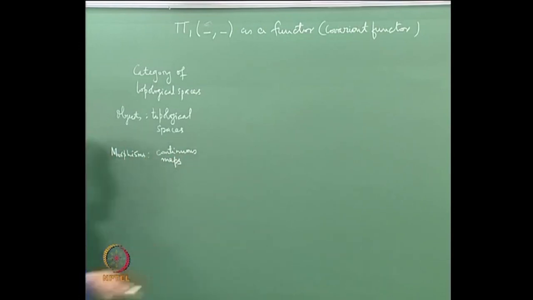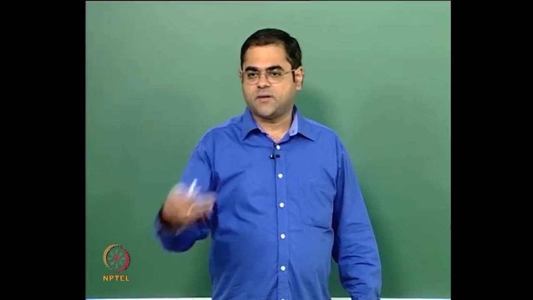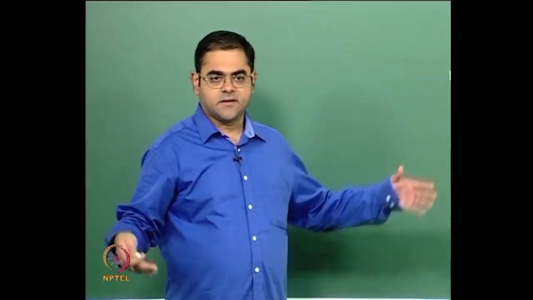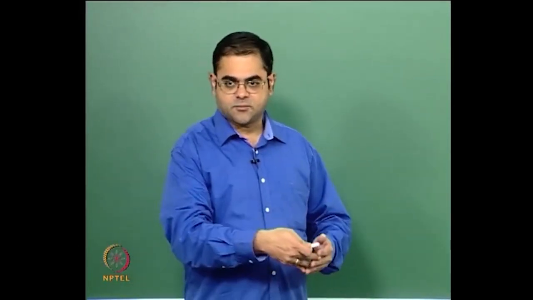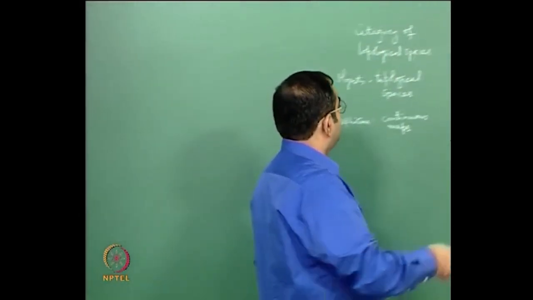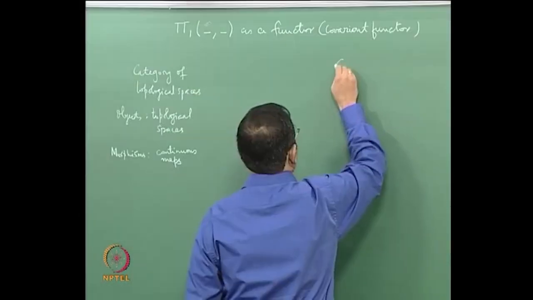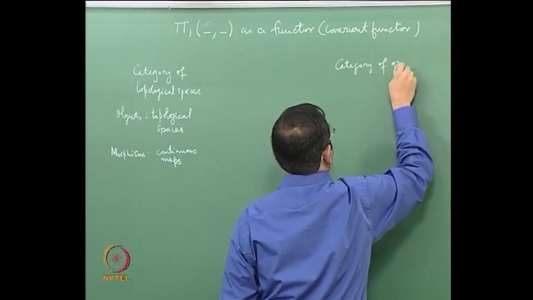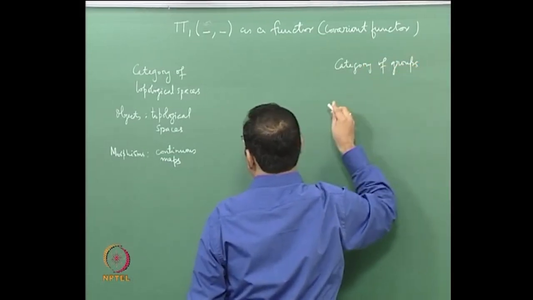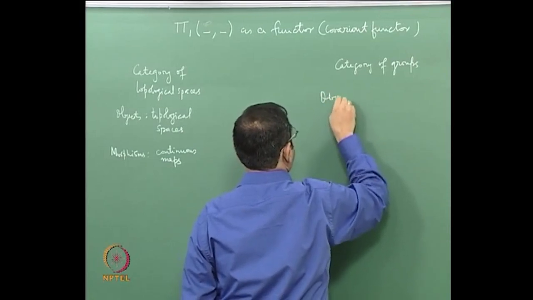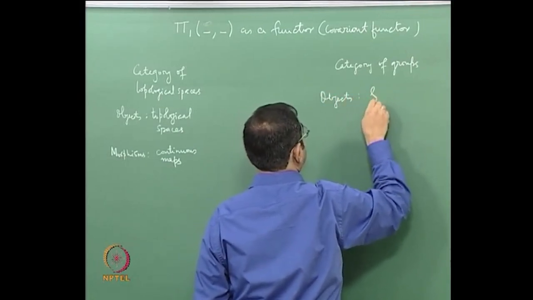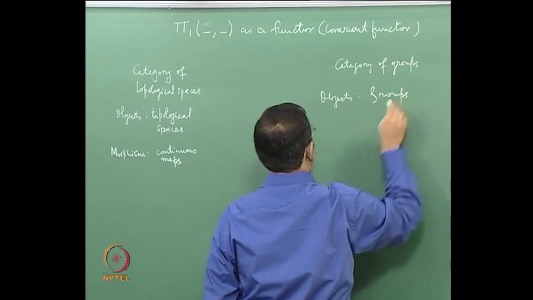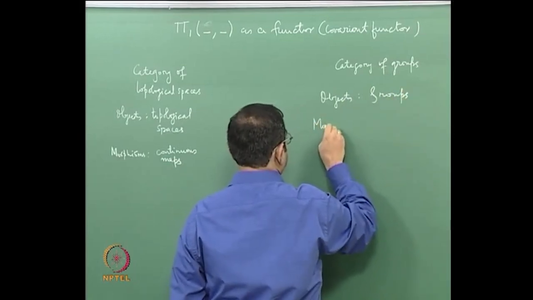The morphisms are supposed to be arrows going from one object of the category to another object of the category. In this case, these are continuous maps from one topological space to another topological space. And on this side, I have the category of groups, where the objects are groups, and of course the morphisms are group homomorphisms.